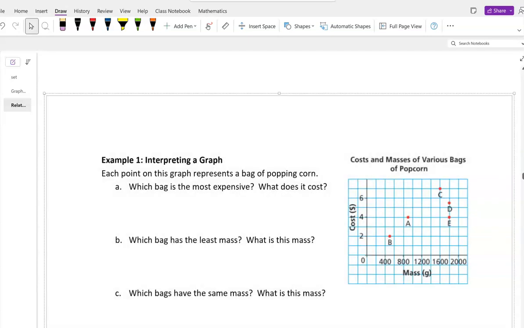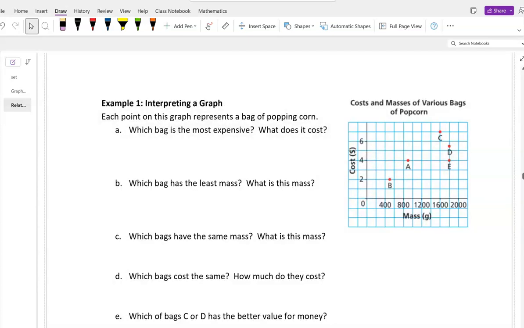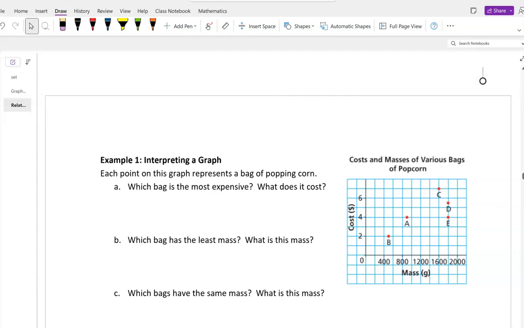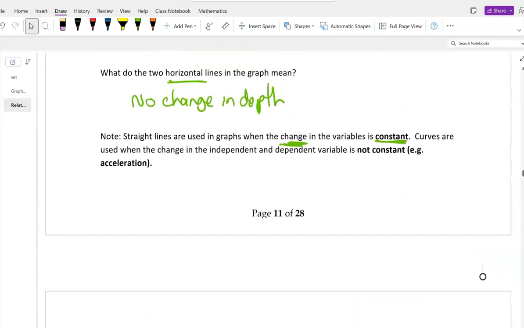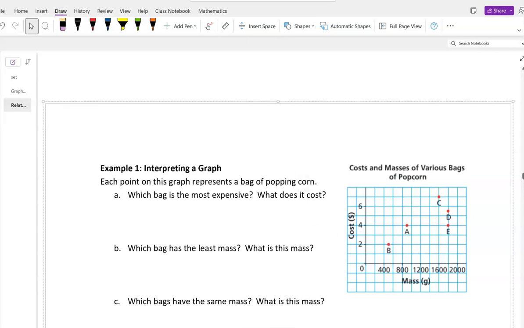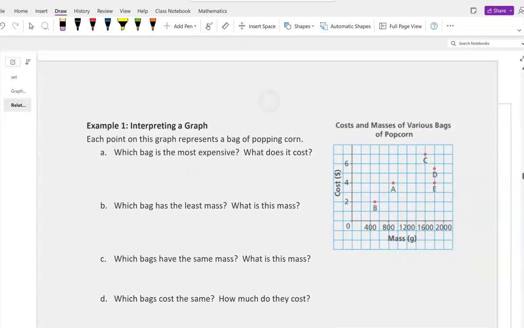Let's hang on a second here. I have a little trouble with this graph. Okay, let's check out the next one.